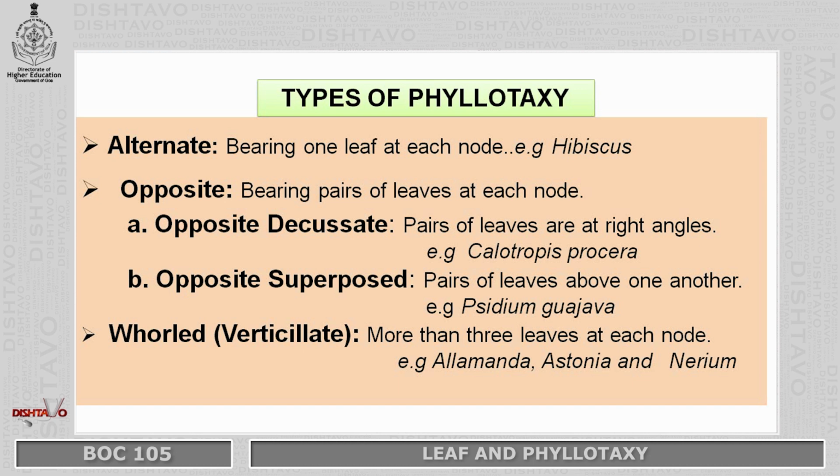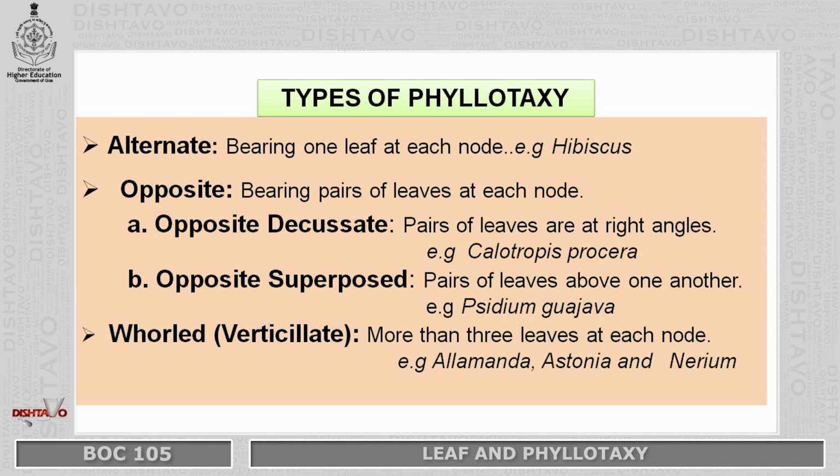The next and the last one is whorled phyllotaxy, which is also called as verticillate phyllotaxy. Here, more than three leaves are placed at a node and in a ringed and whorled fashion. This is seen in Allamanda cathartica, Nerium oleander, and also seen in Alstonia scholaris, Nerium indicum, I mean to say.